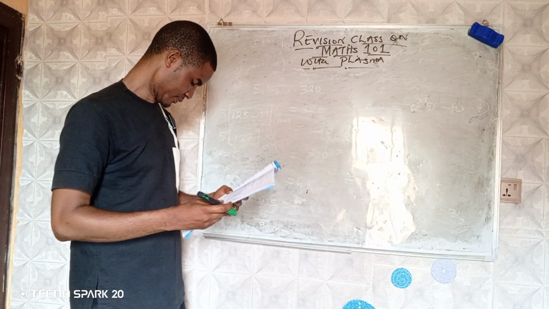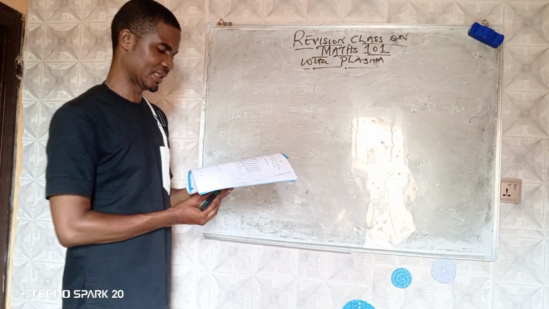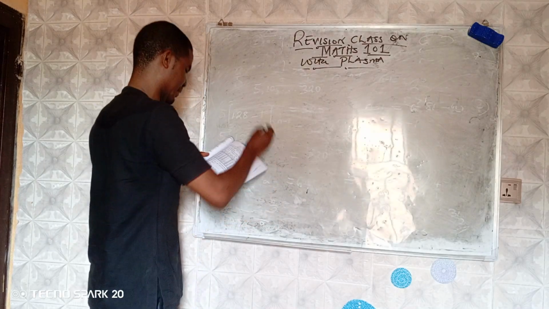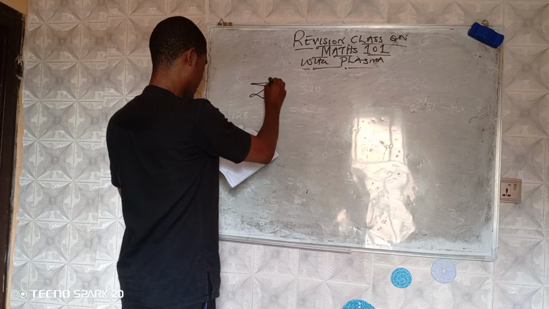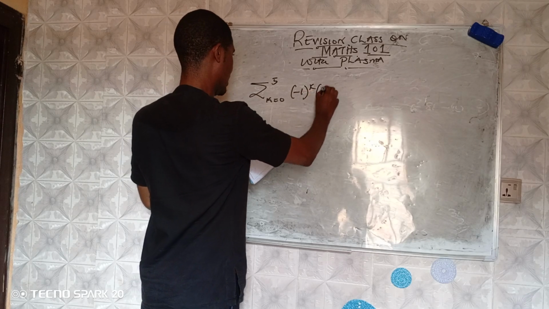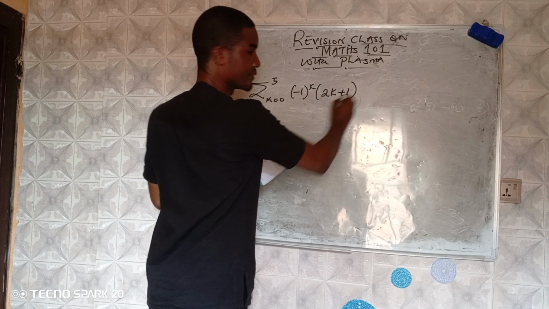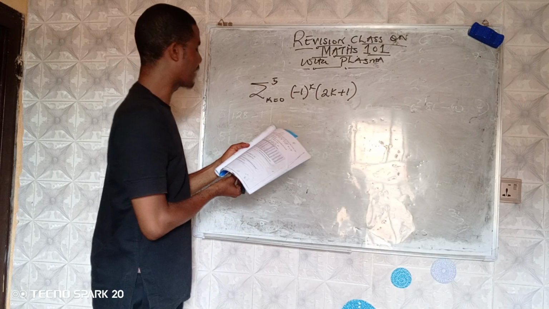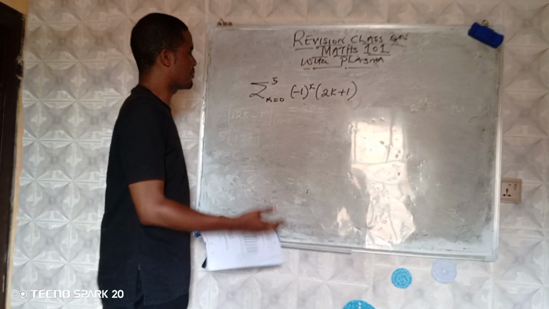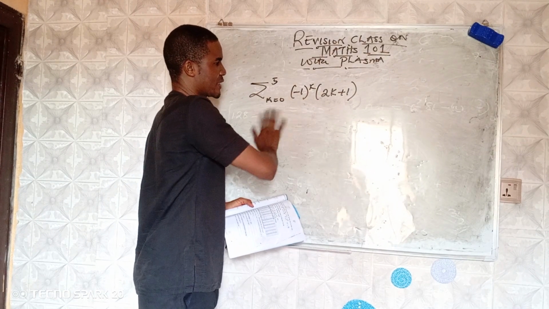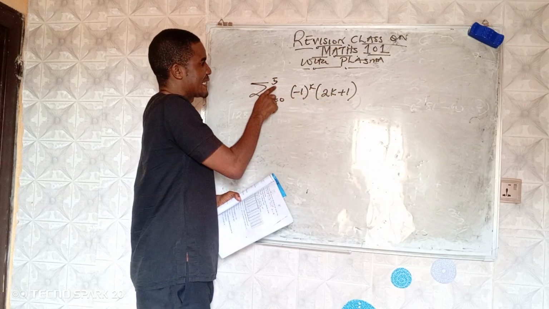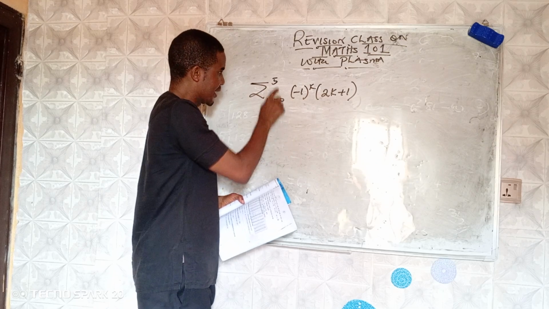When you are doing AP and GP, there is something we call summation. Look at question number 3, 2020. It says summation of k from 0 to 5 of (-1)^k (2k + 1). He said we should evaluate this. There's not much issue here. So what it means is that we are going to write out what this is. This is just like a sequence. Look at k: it starts from 0 and ends at 5.